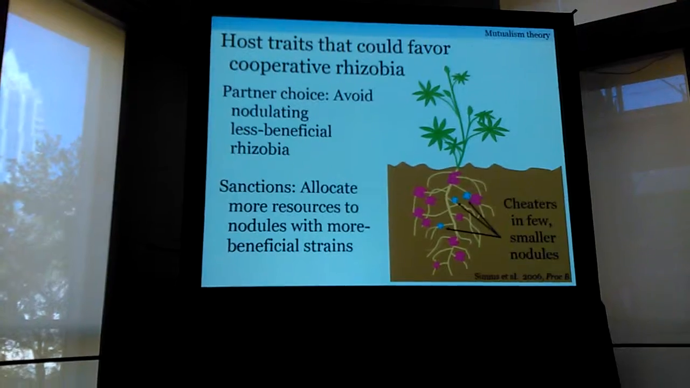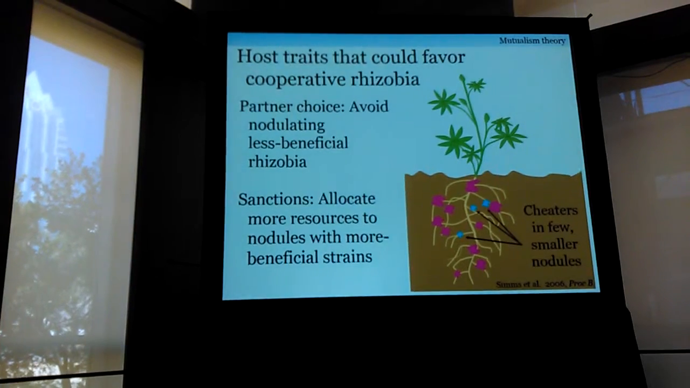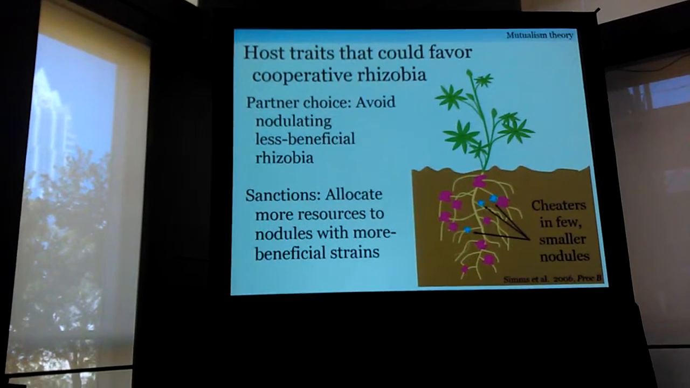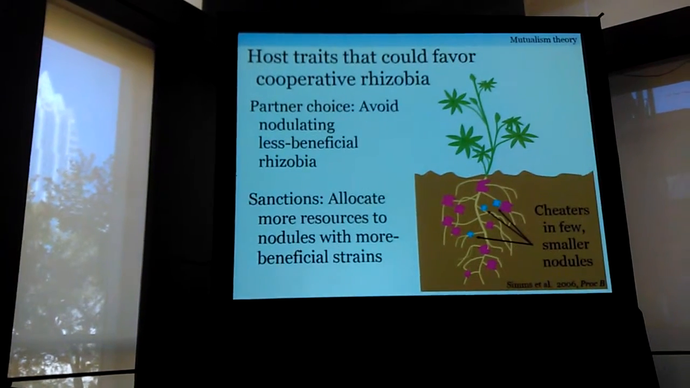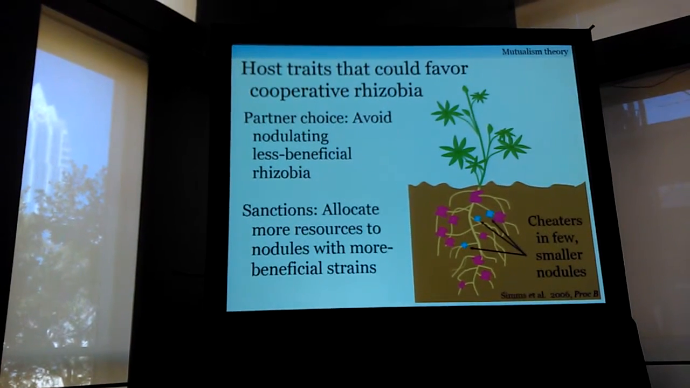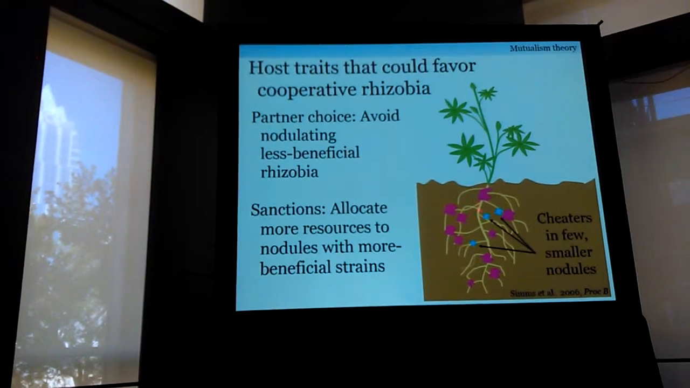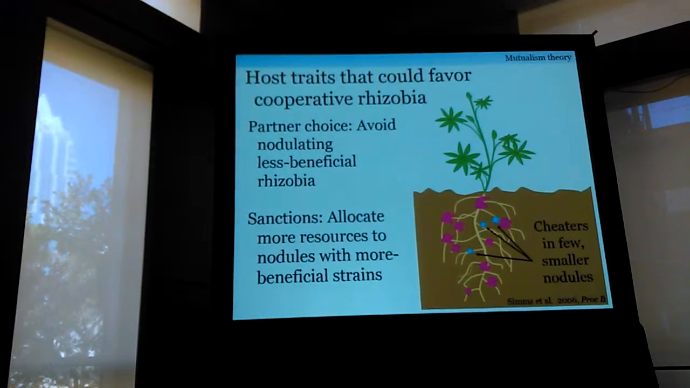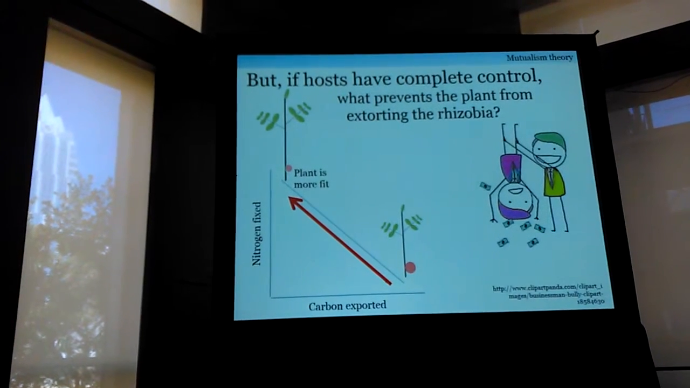And there have been a number of empirical tests of this prediction now, and some of them show that there's evidence for these kinds of processes happening, and then there are other experiments that have shown that those processes may not actually be happening in some plants. But one of the major assumptions that hasn't really been very well examined about this process is that it assumes that the plant has complete control over the amount of carbon that's going into a nodule. And there's a problem with that, which is that if hosts have complete control, then there's nothing to prevent the plant from extorting the rhizobia.